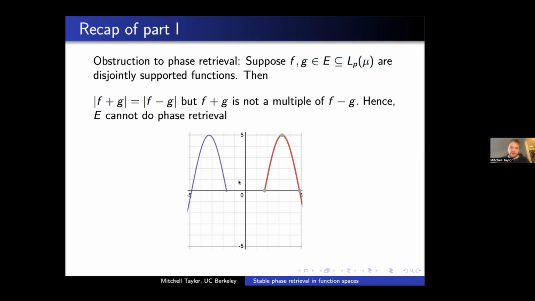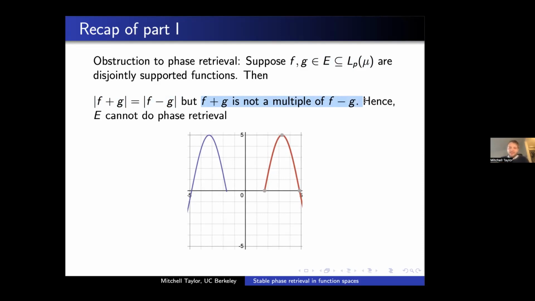But the problem is, if I look at f plus g, I see the graph kind of as pictured, but when I look at f minus g, this right-hand side flips. And although f plus g and f minus g have the same modulus, they're not multiples of each other, right? So the magnitude of the functions in my subspace does not determine the functions up to global phase, because I was allowed to just switch the sign on a portion of my measure space, but not the other. Okay, so this is the kind of obvious obstruction to phase retrieval, and the obvious obstruction to stable phase retrieval as well. This same obstruction, except, well, I can allow a little bit of overlap, right?